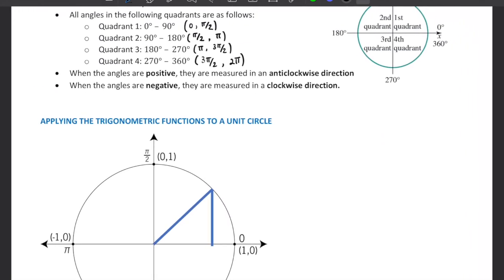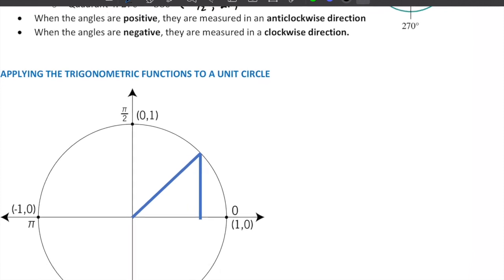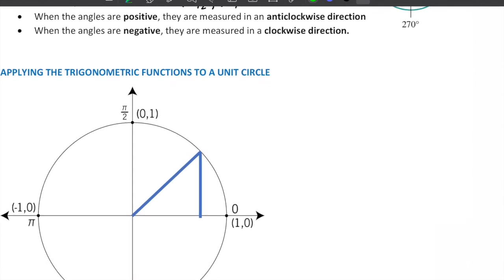Alright, so now looking at applying the trigonometric functions to a unit circle. There's a couple of things we need to look at first of all, and I'm just going to start by labeling a couple of things. If we look at the horizontal axis, that's our x-axis, it's actually also known as cos. And then our vertical axis, which we know as y, is actually sine. So if we look at this particular right angle triangle, this is the same as saying cos of an angle. And the length here is going to be sine of this reference angle here.